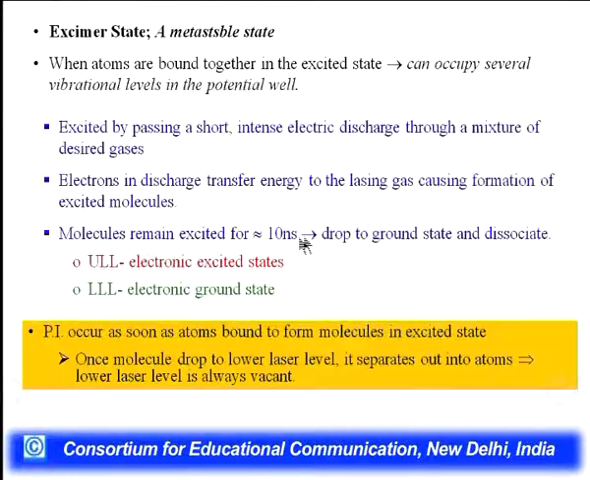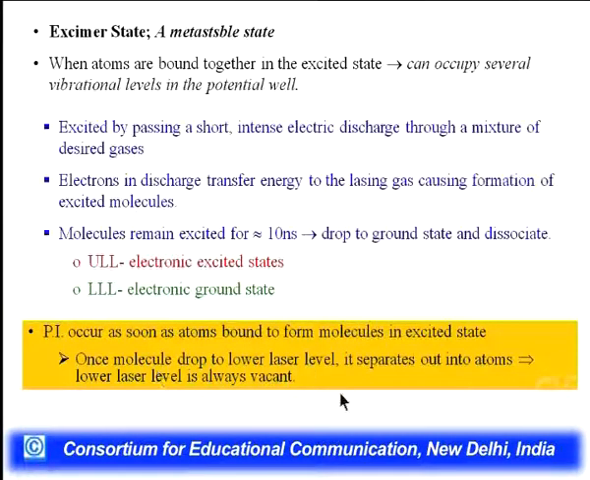When they go from the excited state to the ground state, they form the lasing action. Where we have ULL, the electronic excited state, and LLL, the electronic ground state. It means atoms are moving from ULL to the lower LL, the electronic ground state. Now population inversion occurs as soon as the atoms bind to form molecules in the excited state. It means we excite the atom from the lower state to the higher state, but here in the Excimer state we are having the bound state on the excited state of the atom.